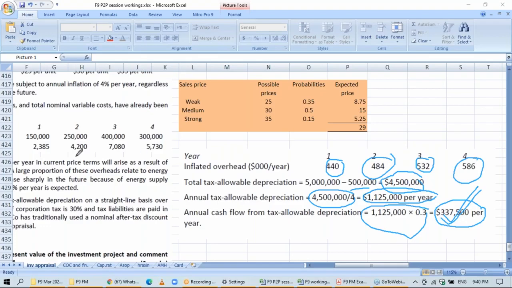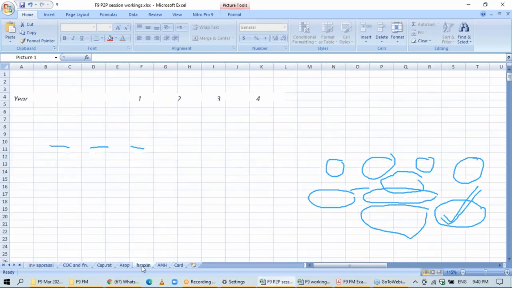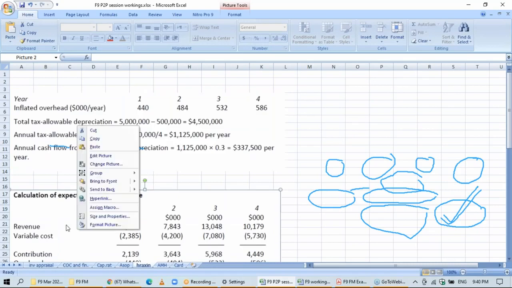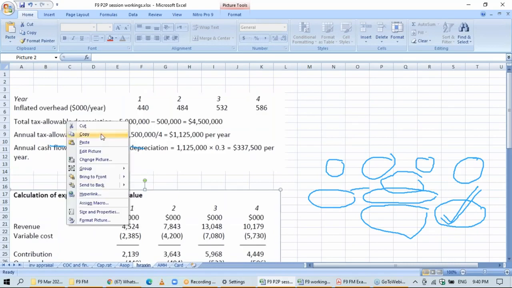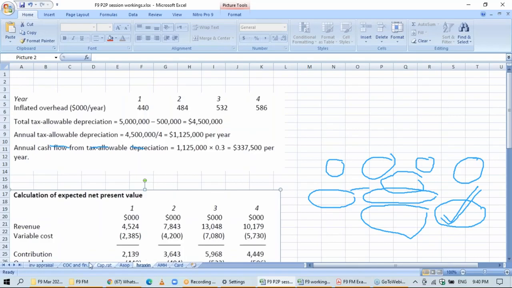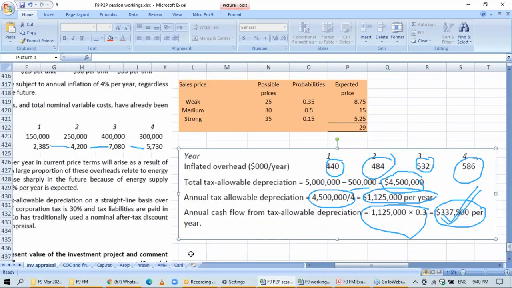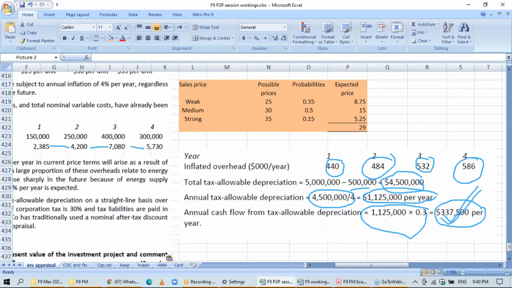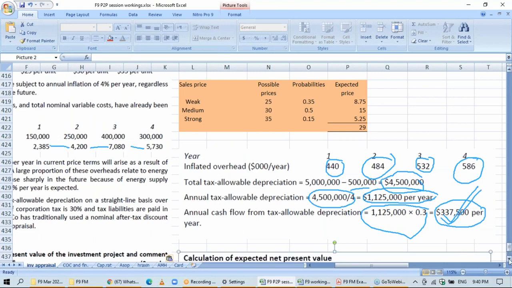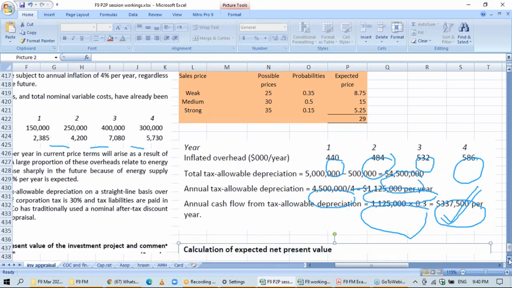Variable costs are already given in the question. These are the variable costs: 2385, 4200, 7080, and 5730. Now let me show you the full working of NPV. So there we go. We get the full working for net present value.